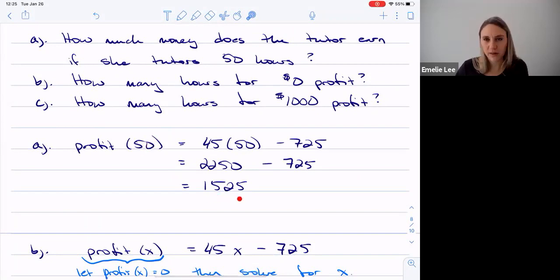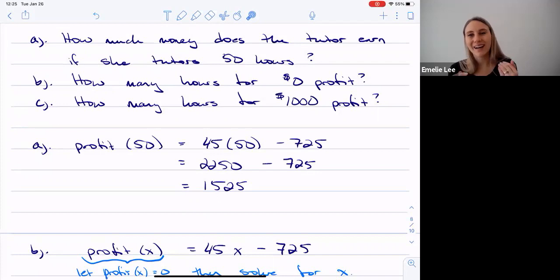And this is in line with the numbers that we were finding, right? To make $1,000, she had to work 38 hours. So 50 hours, she makes a little bit more, 15.25, maybe a lot more. Okay. So working with profit functions is going to be really important, and just working with functions in general, right? But an input produces an output.